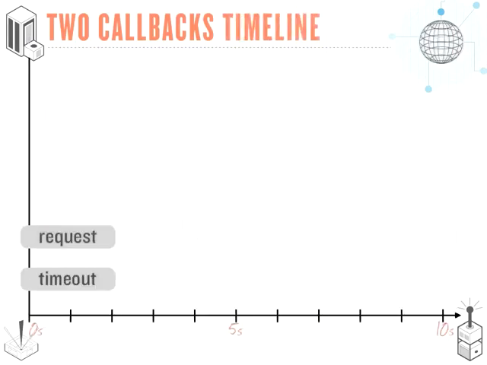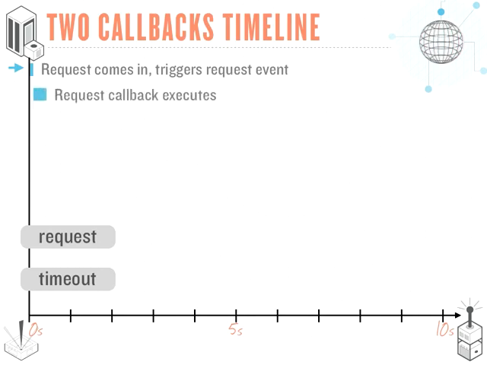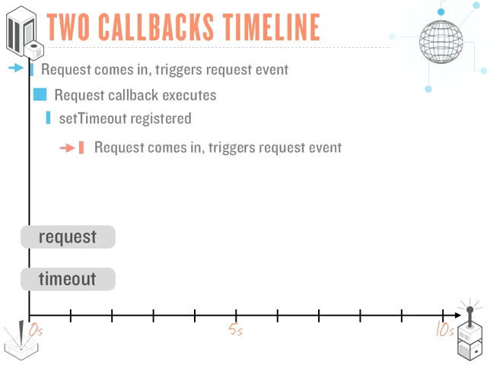We're going to send in 2 requests to our Hello World server with the timeout and see what happens. So our first request comes in, triggers that request event, the request callback executes, that set timeout code registers, and it's going to wait 5 seconds. Meanwhile, another request comes in, triggers that request event again, the callback executes, the set timeout registers, and now this has to wait 5 seconds.